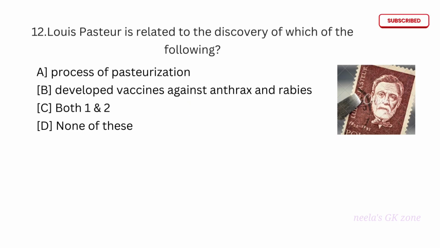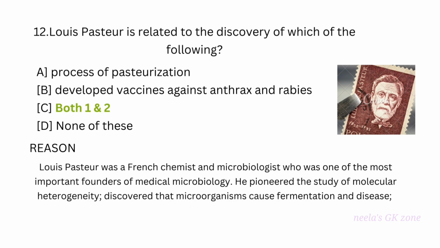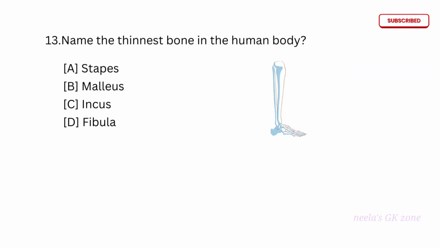And the next question is, Louis Pasteur is related to the discovery of which of the following? Process of pasteurization, developed vaccines against anthrax and rabies, both 1 and 2, and none of these. And the answer is both 1 and 2. And the reason is Louis Pasteur was a French scientist and a microbiologist who was one of the most important founders of medical microbiology. He pioneered the study of molecular asymmetry and discovered that microorganisms cause fermentations and diseases.